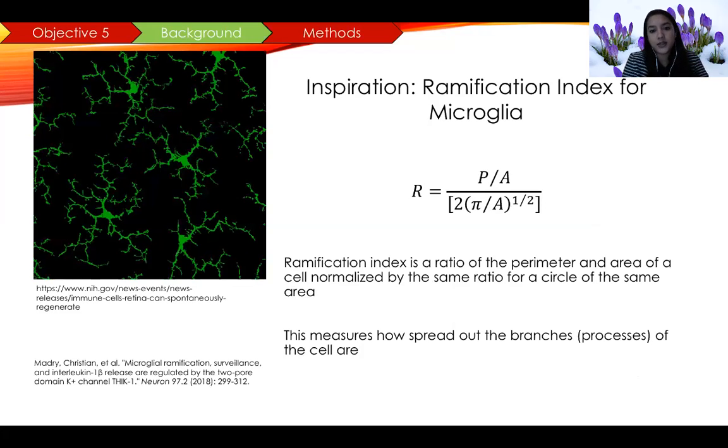To develop a different complexity measure, we draw inspiration from the ramification index used to study microglia. The ramification index is defined as the ratio of the perimeter and area of a glia cell normalized by the same ratio for a circle of the same area. This measures how spread out or ramified the processes or branches of the microglia are.